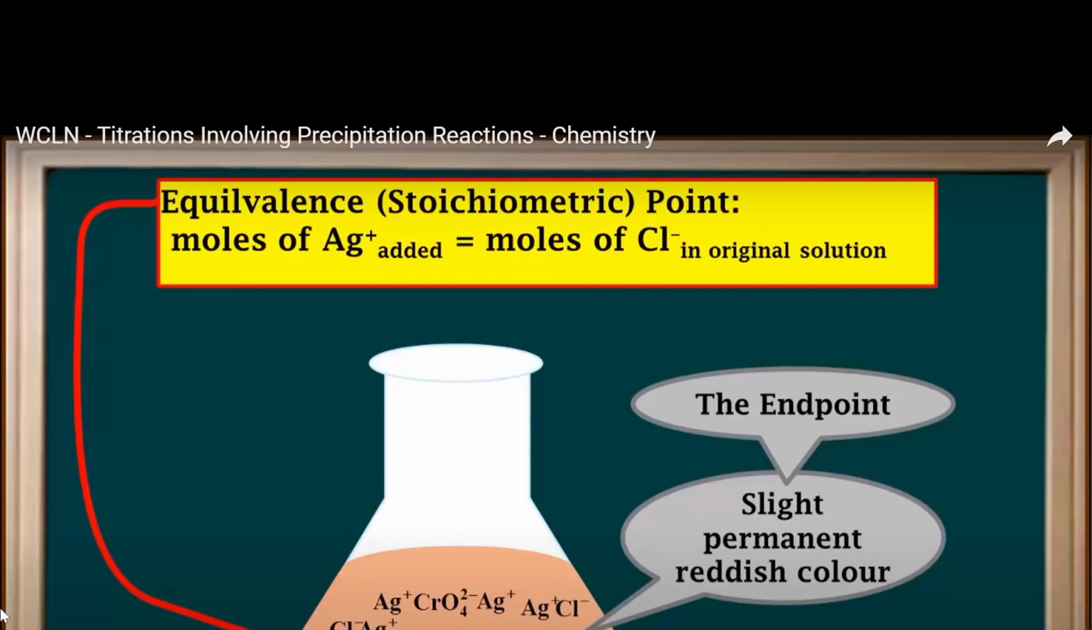Now, the only reason that they are 100% equal is because they react 1 to 1. If you had a 1 to 2 relationship, then one would be double the other. Yes? So just watch out for that. They are equal because they're 1 to 1, but if you had a 2 to 1, one would be twice the amount of the other.